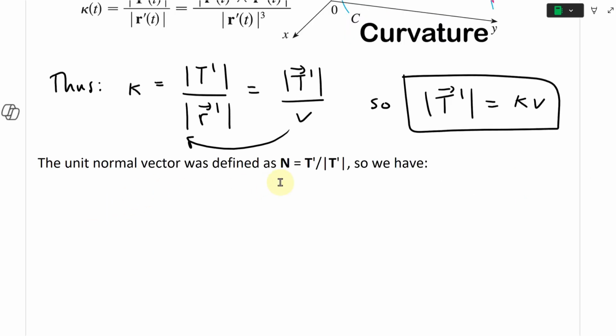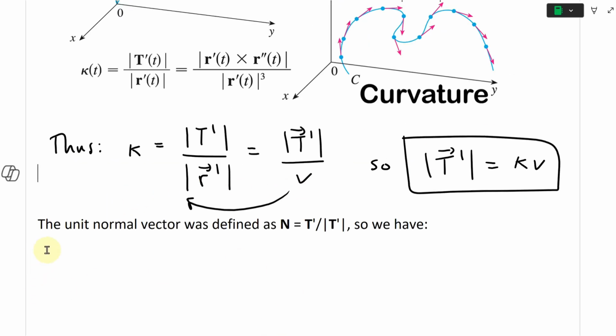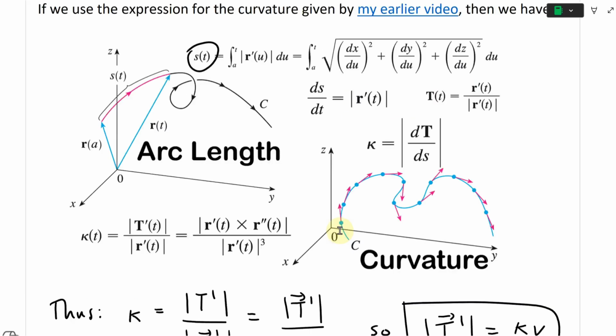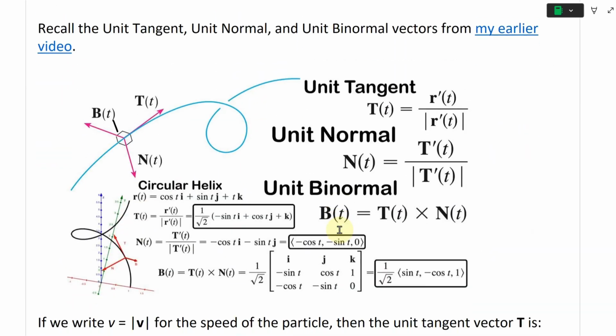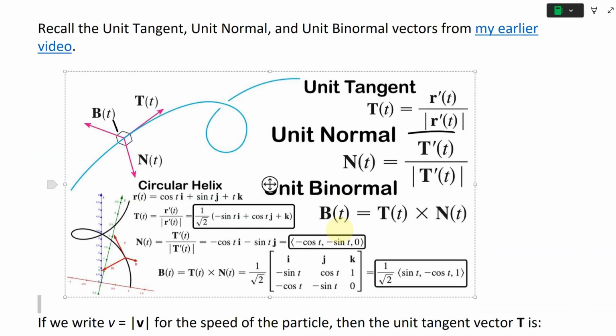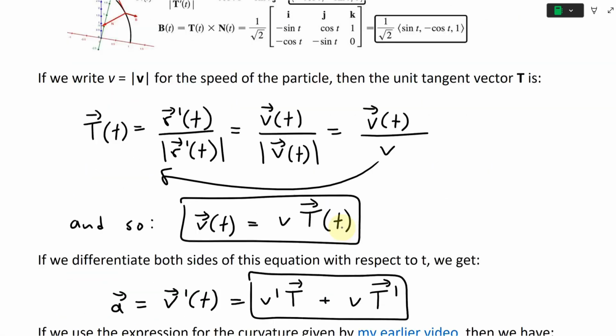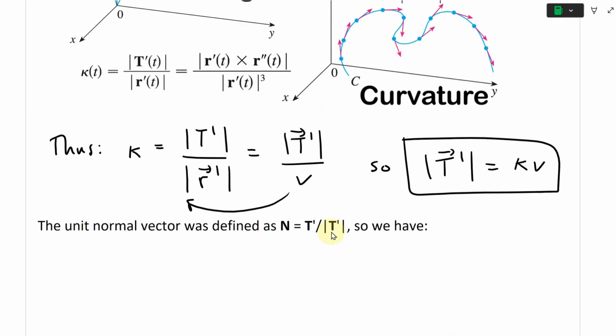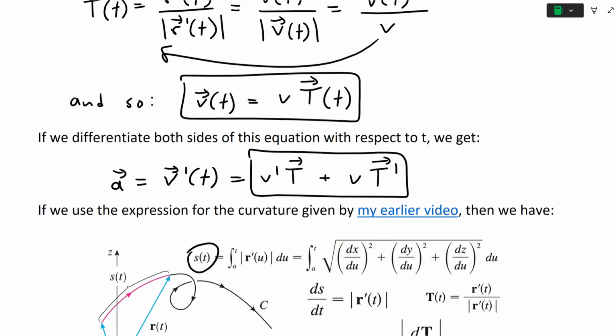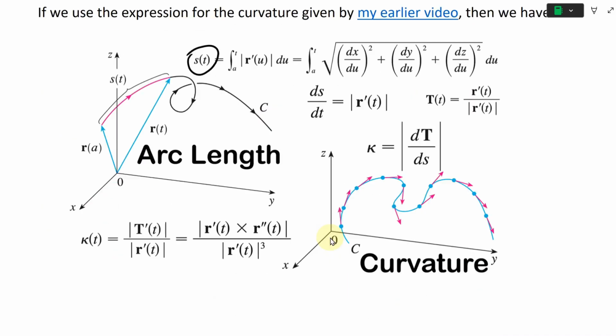All right, so now what this all means is we can go further. The unit normal vector was defined as capital N equals the unit tangent vector derivative divided by the magnitude of the unit tangent vector derivative. And again, that's over here. This is the unit normal. So we'll take this one right here, and we have this one in terms of kappa v. That's why we want this normal there, because we're going to write the acceleration in terms of normal and tangent vectors, but then we have this derivative here. So we've got to get rid of it, and that's where we're going to reuse the normal vector.